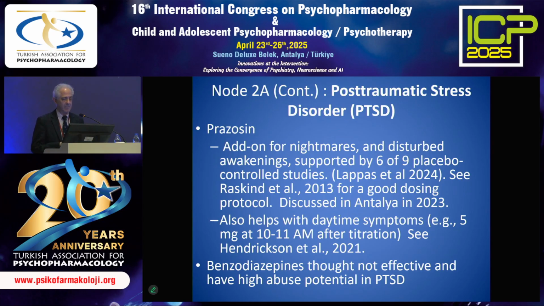What's different for them? Well, prazosin is our best treatment for post-traumatic stress disorder. And it's a very useful add-on for their PTSD, for their nightmares, their disturbed awakenings. 6 out of 9 placebo-controlled studies have found prazosin to be effective. And in this meta-analysis by Lapis last year, they concluded that it was the best medication we have for PTSD.